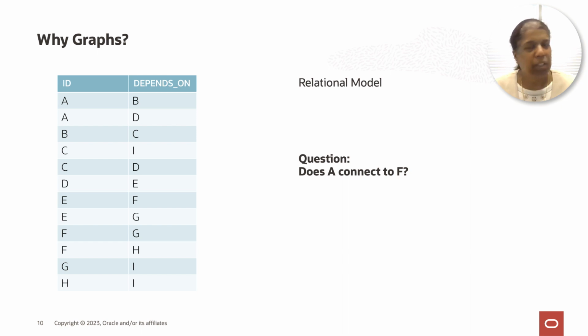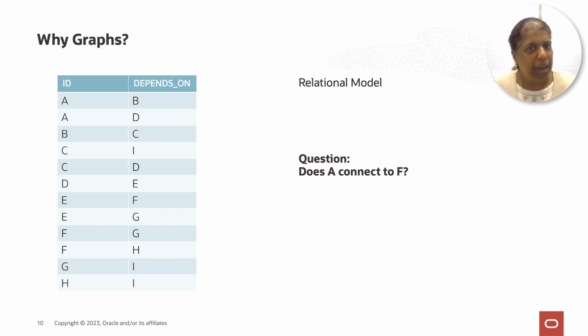perhaps that A depends on B. And then B depends on C, and that's a relationship between B and C. If you want to ask the question, is A dependent on F? If you were to do this with a relational table, you would perhaps run some queries with self-joins that then find out whether A is connected to F or not.